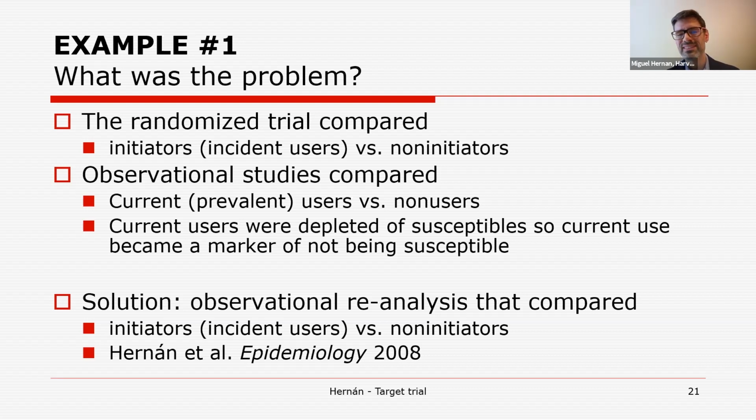What the observational studies did was, for all practical purposes, delete the first few years of follow-up because they compare current users versus never users. And current users, the women who are current users now, are the women who have survived using hormone therapy for some period of time, and therefore are more likely to be the least susceptible women that, despite using hormone therapy, have not developed heart disease.